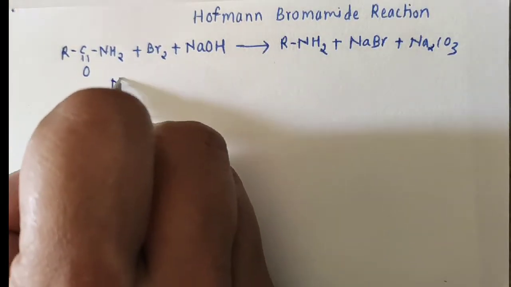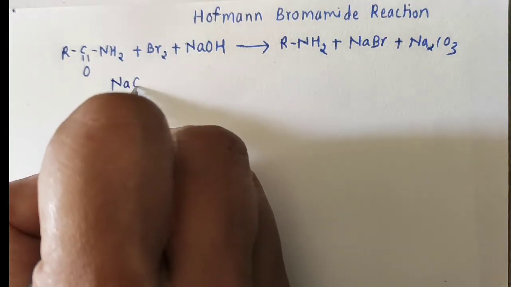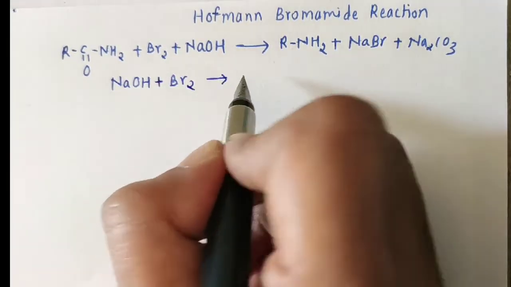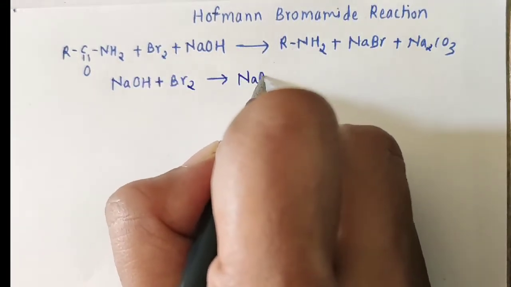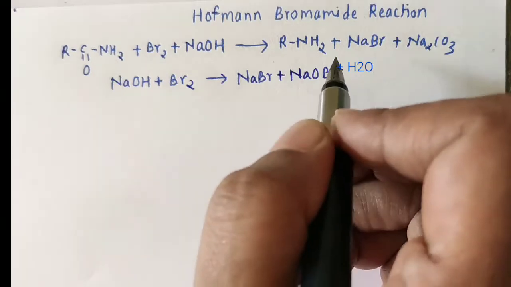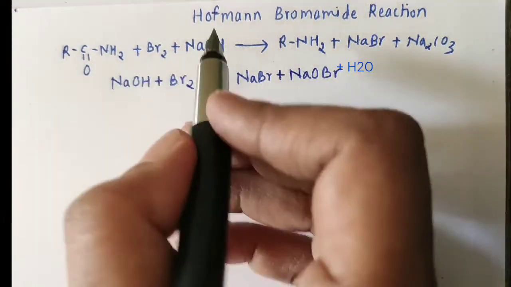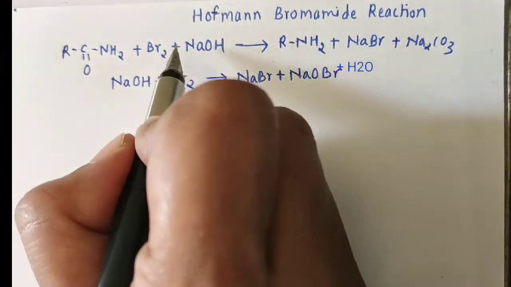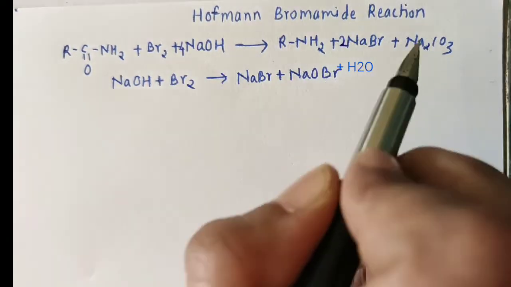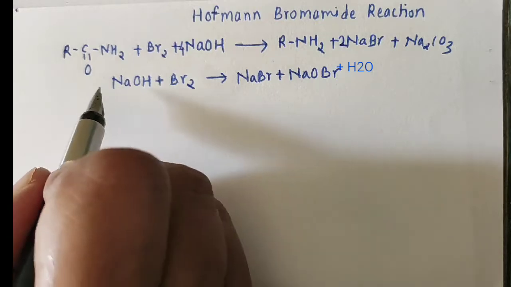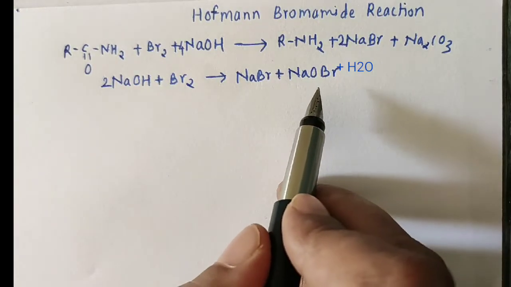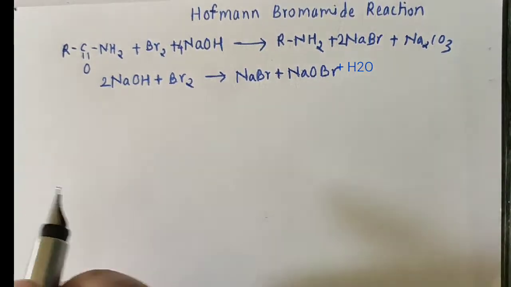This sodium hypobromite is generated by the reaction between NaOH and bromine, and there is formation of NaBr plus NaOBr, that is sodium hypobromite. And to balance the overall reaction, we take 4 molecules of NaOH. There is formation of 2 NaBr and Na2CO3. And in this reaction also, 2 NaOH plus bromine give NaBr and sodium hypobromite.